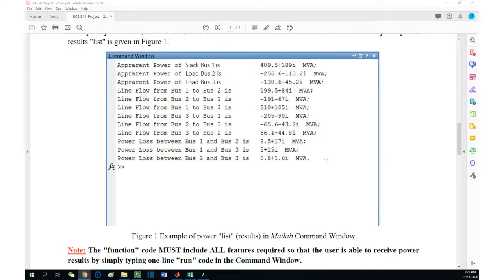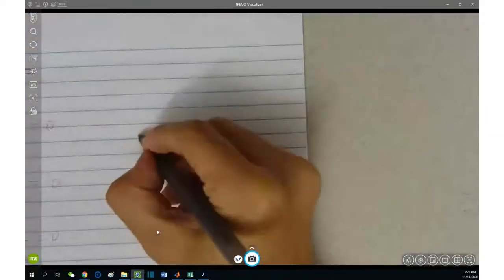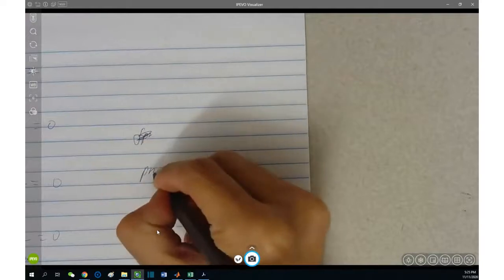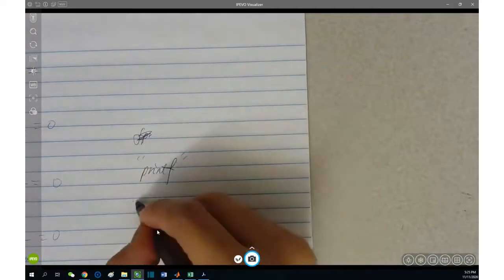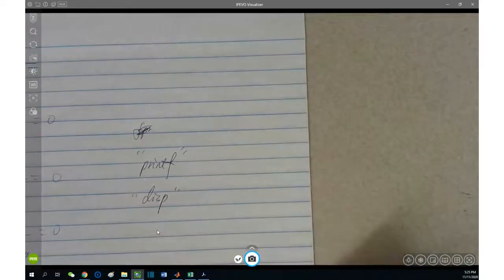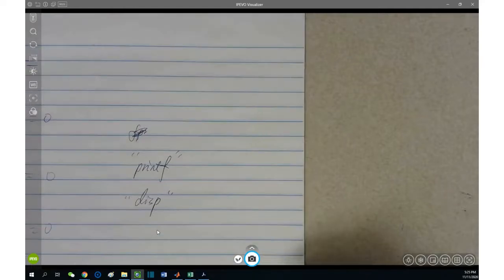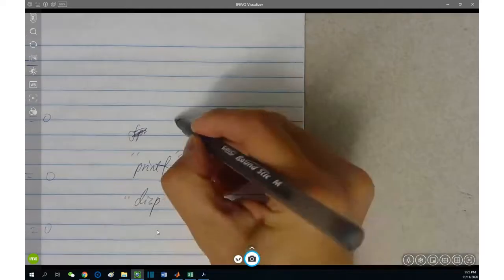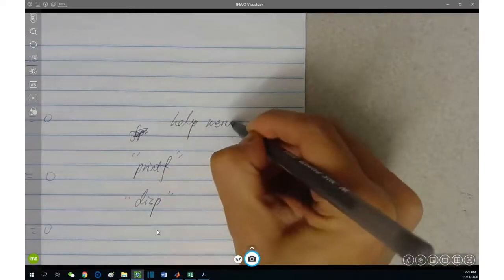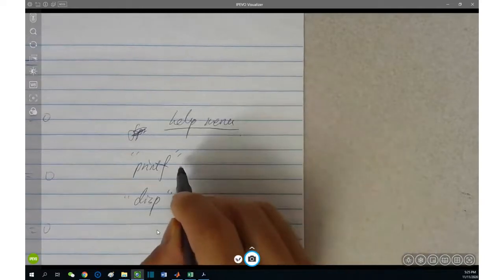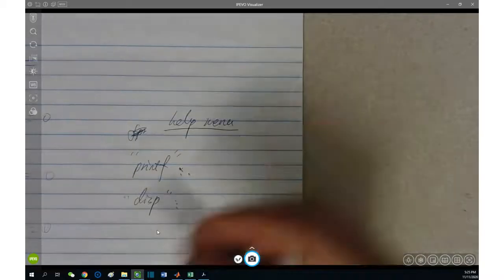The command you can use is like display. You can use fprintf. Let me write it roughly, my spelling might not be 100%. This is the one. These two. Either one of them should work. But what you want to do is go to the help manual, to check the example of using either one of these. Okay, you want to go to example.